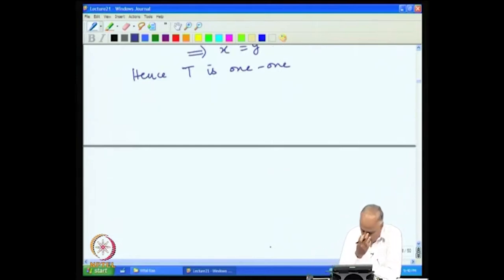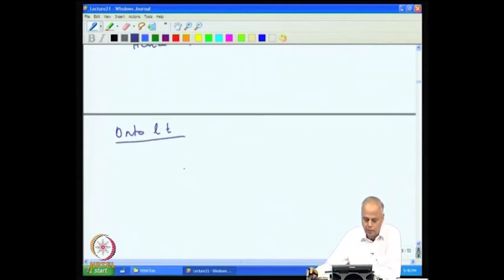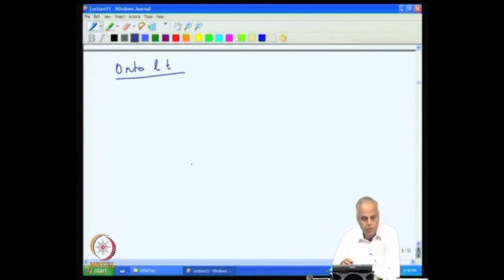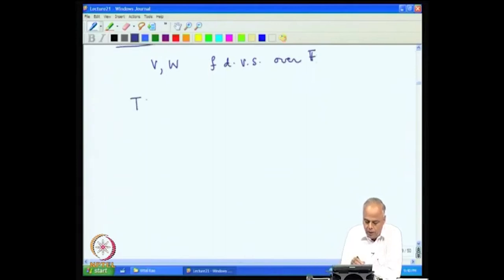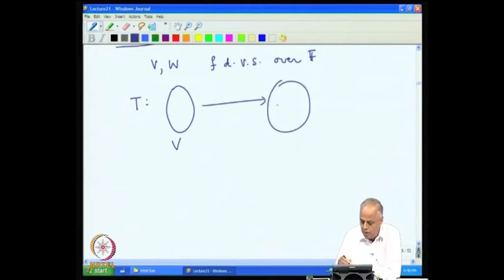We next introduce the notion of an onto linear transformation. What do we mean by an onto linear transformation? Suppose we have two vector spaces V and W, finite dimensional vector spaces over a field F. And then we have a linear transformation T which maps V to W.